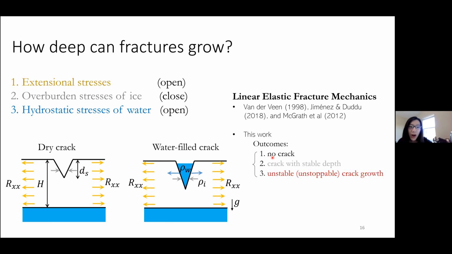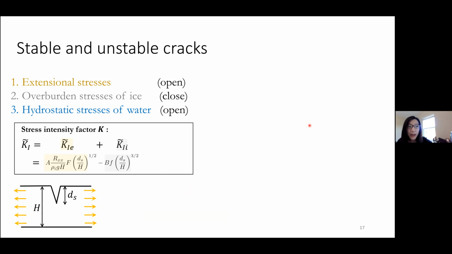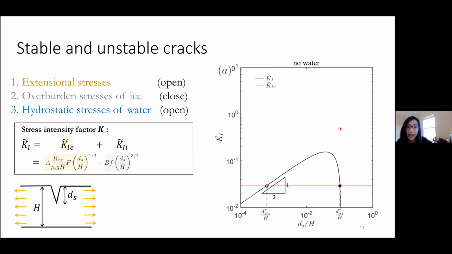Either we will have no crack, or the crack can exist with a stable depth, or the fracture can be unstable, meaning that the crack can just keep growing until it breaks the entire ice thickness. So what do we mean when we say stable and unstable? An easy way to quantify the stability of the crack is calculating the stress intensity factor as a function of the depth of the fracture.